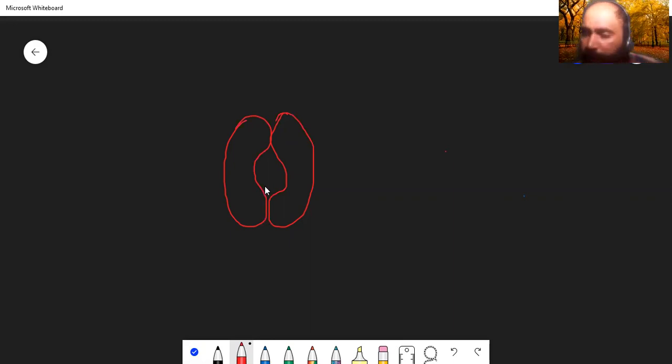Now one second, this part here went wrong. I'll draw it properly. So this is the bean shaped stomata. Now here in the center you can see this opening. This is the opening of the stomata, and this is called the stomatal pore, or stomatal opening. That we will label, one second.